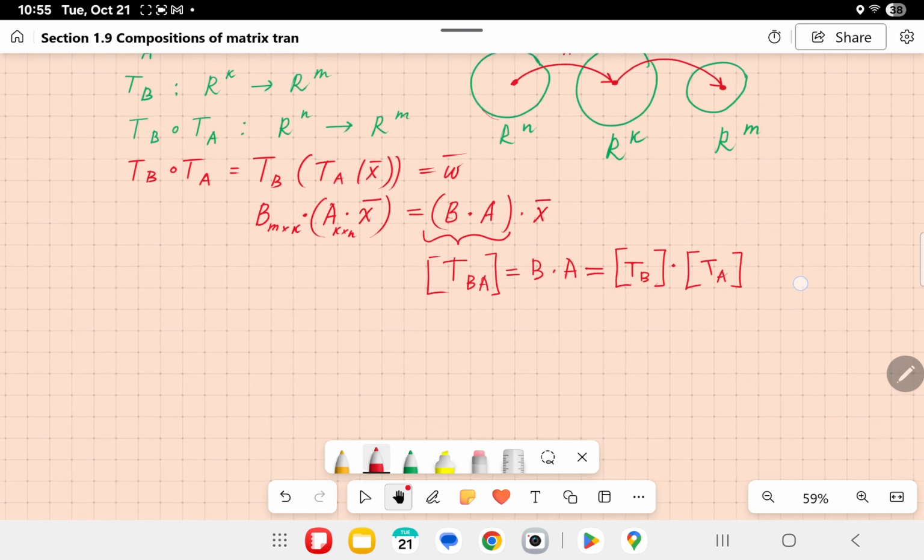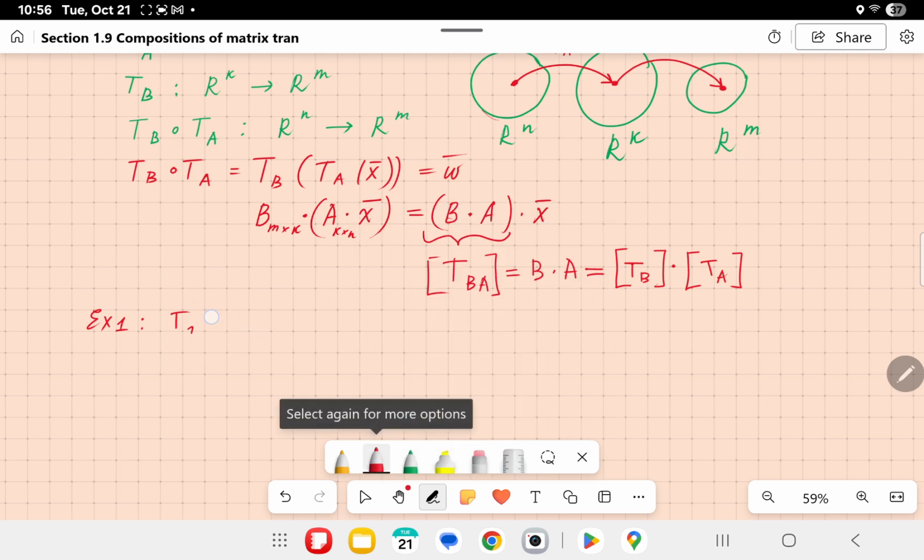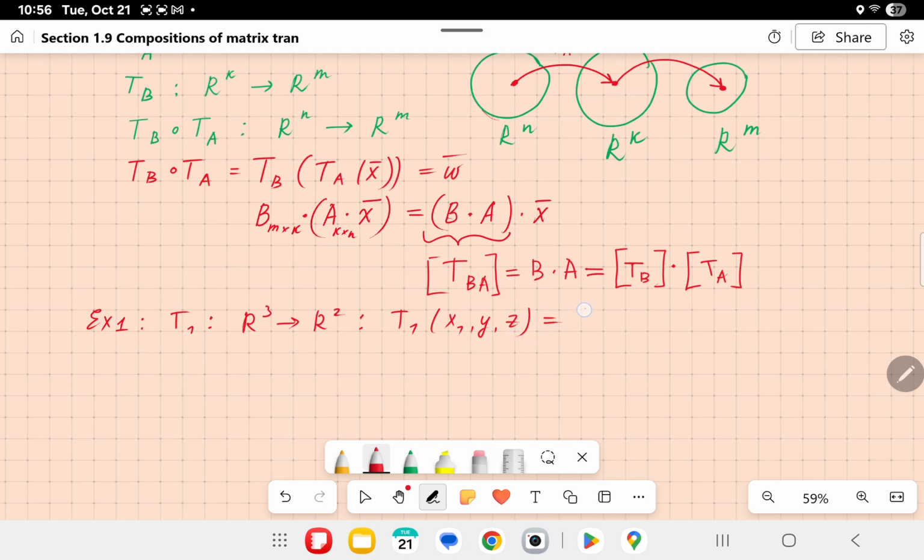Well, let's consider an example. It's not complicated. I'm going to just use a book example, example number 1. The first transformation is going to do R3 into R2, and it's going to look like this. I'm going to just give you the formula. X, Y, Z, a three-dimensional vector, is going to convert into X plus 2Y, X plus 2Z minus Y, a two-dimensional vector.